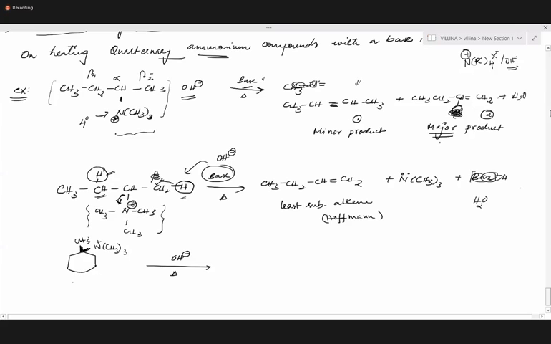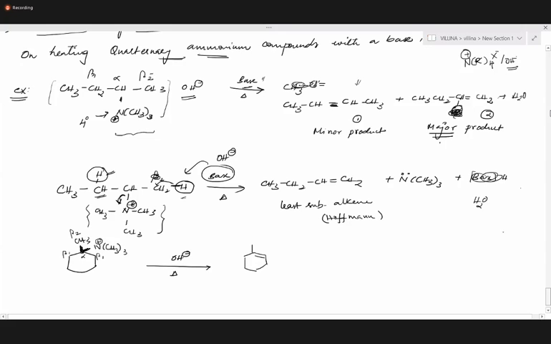Okay, alright. So we have quaternary ammonium nitrogen with a positive charge over here. This is our alpha carbon, right? So this can be our beta 1. This can also be our beta 1 because both of them are in equivalent positions, and this will be our beta 2 carbon. So if the hydrogen elimination happens from beta 1, we have a product which looks something like this.